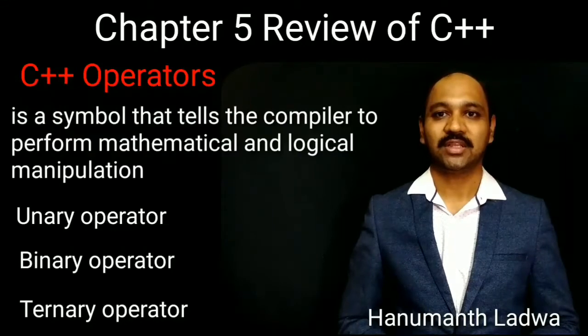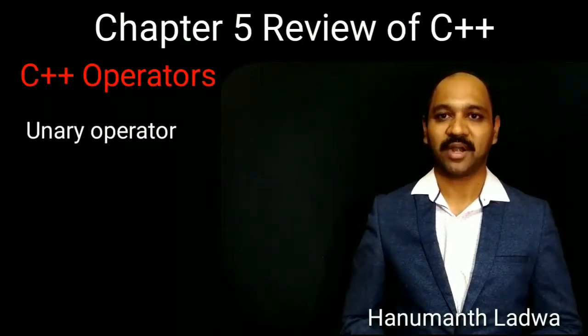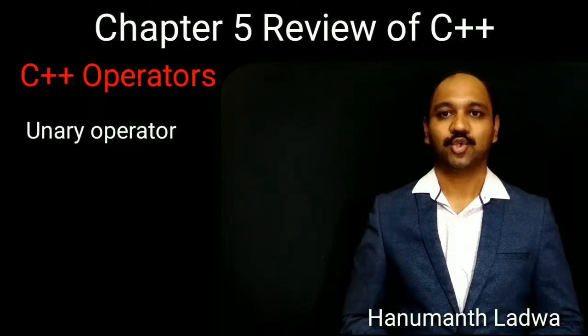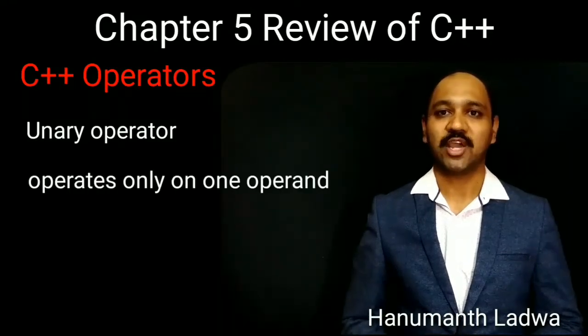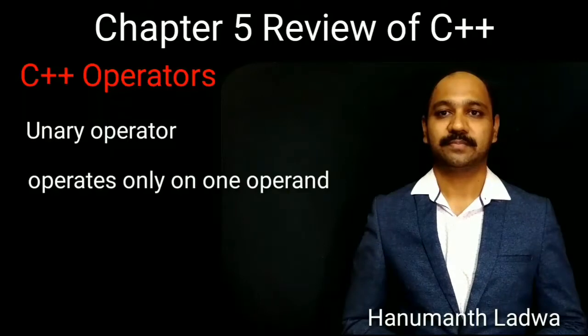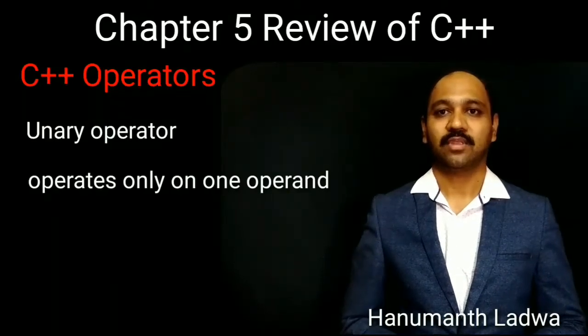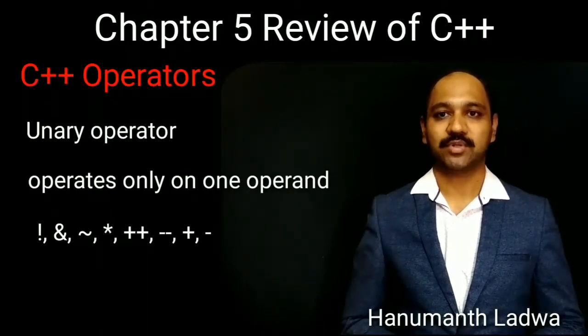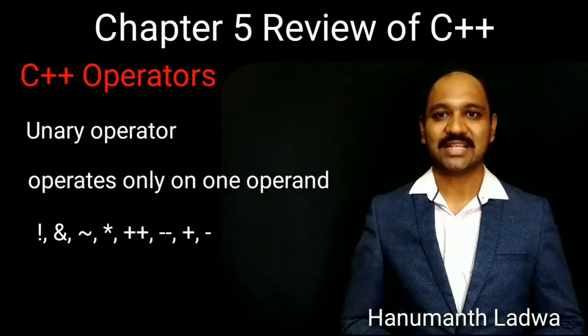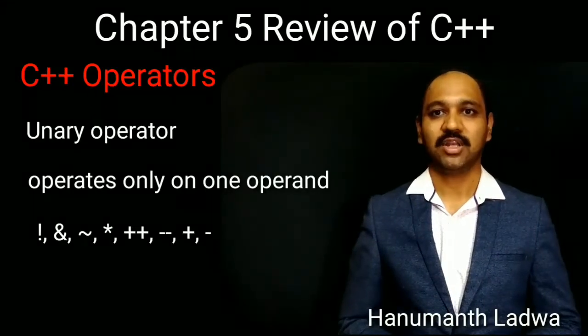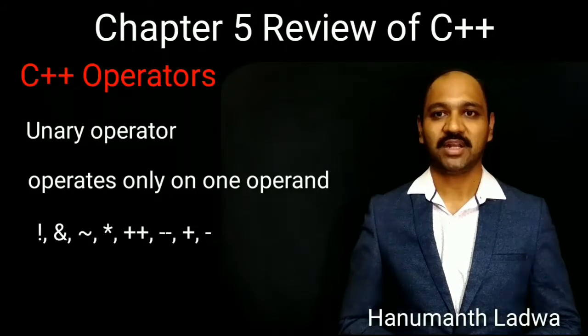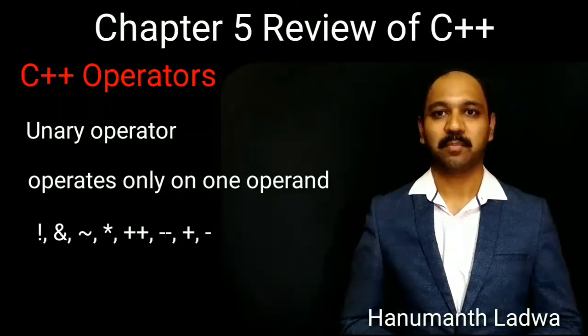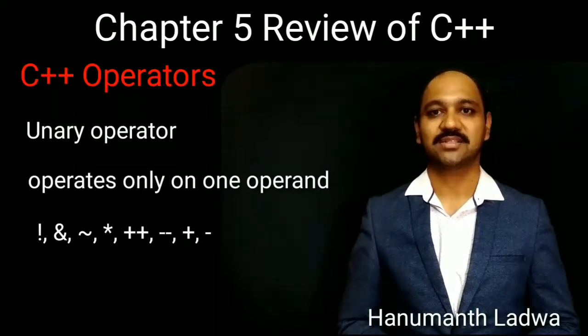So let us continue with the first one, unary operators. What do you mean by unary operators? The definition says unary operator operates only on one operand. Example: exclamation mark, ampersand symbol, tilde symbol, asterisk symbol, incrementation operator, decrementation operator, plus sign and minus sign.